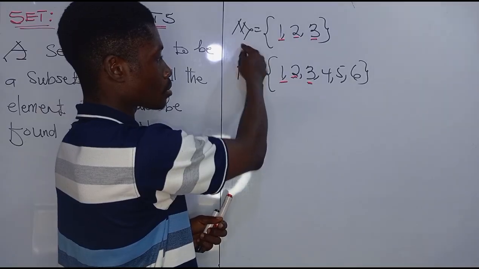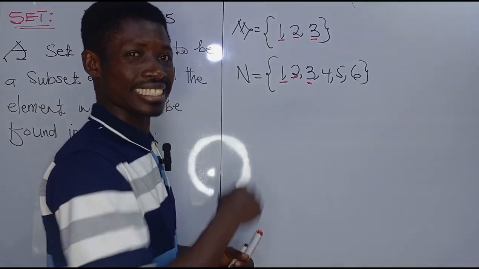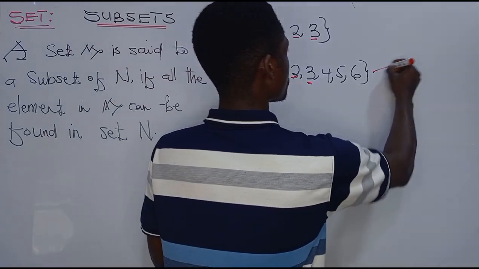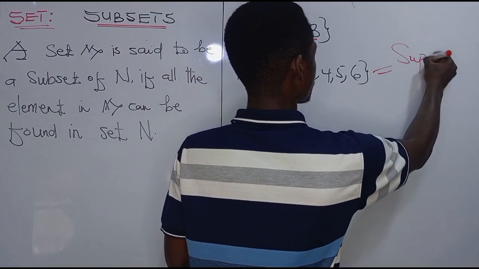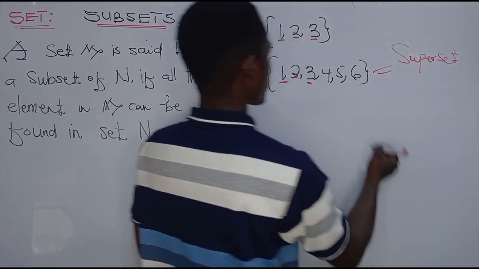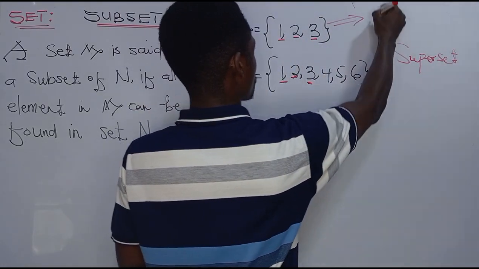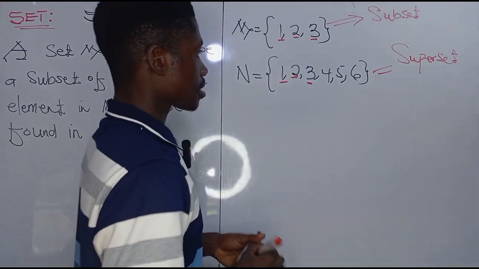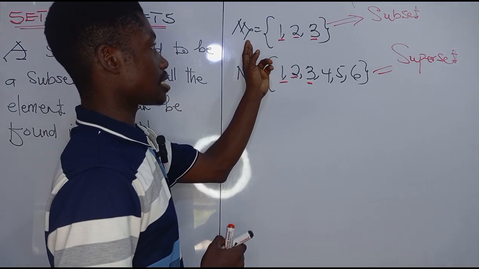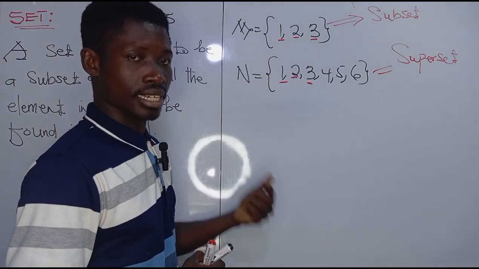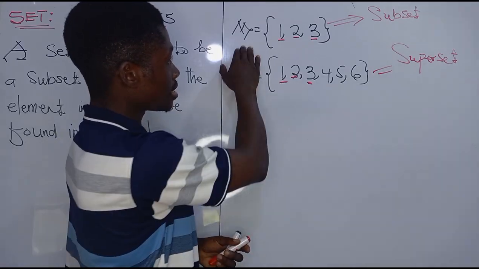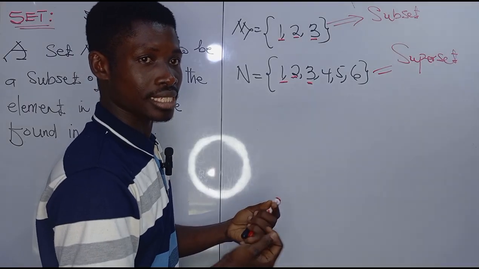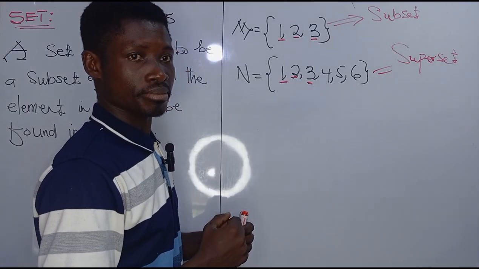Therefore, set M becomes a subset of this particular set N. So set N becomes what we call the superset, and then set M becomes the subset, because all the elements in set M can be found in set N. So therefore, we can say that set M is a subset of set N. That is the smaller set of the bigger set.